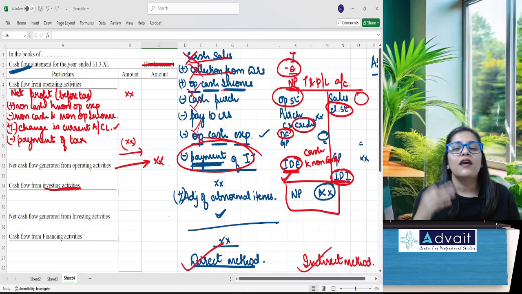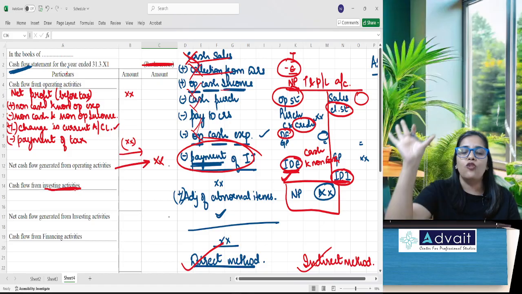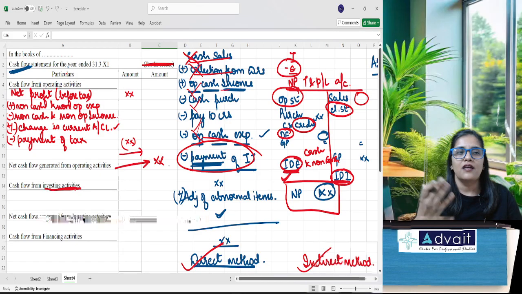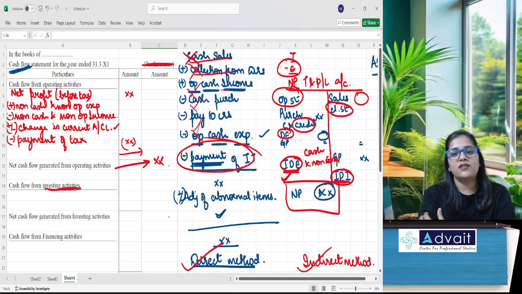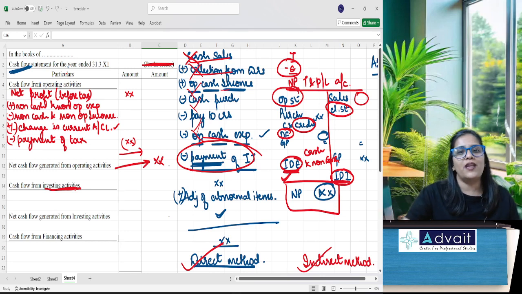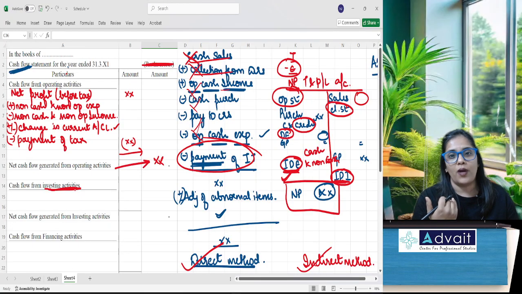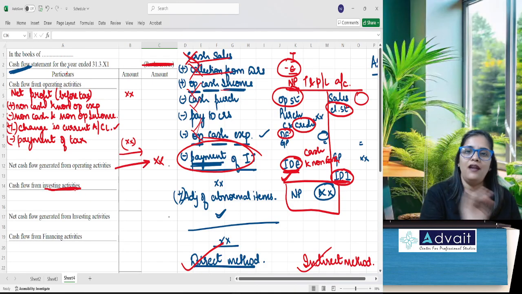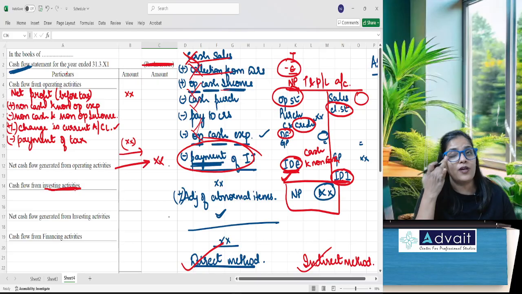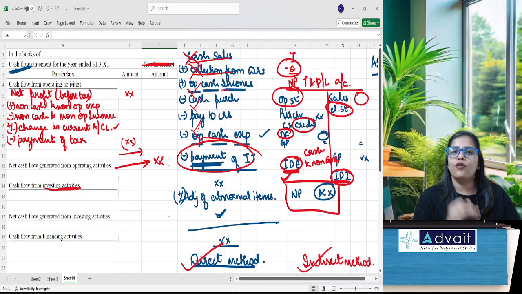Guys, this is so very easy. Investing activity means it will relate to long-term assets. If you're purchasing furniture or machinery, then it is a long-term asset. Purchase means it is an outflow of money, so you should minus. If you're selling an asset, if you're selling a machinery, that will be an inflow of money and you should add. So inflow, add; outflow, minus. Whenever you purchase, it is an outflow, so minus. Whenever you sell, it is an inflow, you should add.